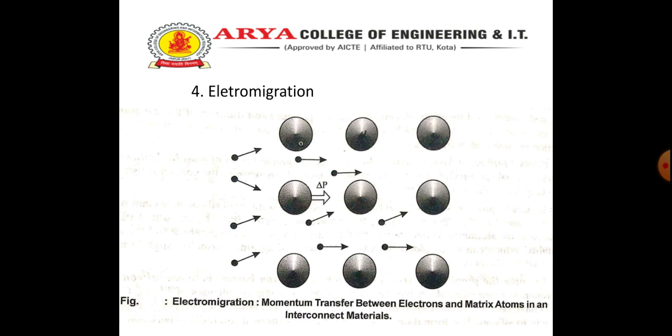Momentum transfer between electrons and matrix atoms in an interconnect material. In the aluminium metallization system, this leads to a serious reliability problem. A circuit that works well initially will wear out and eventually fail in the field. So this is all about metallization.